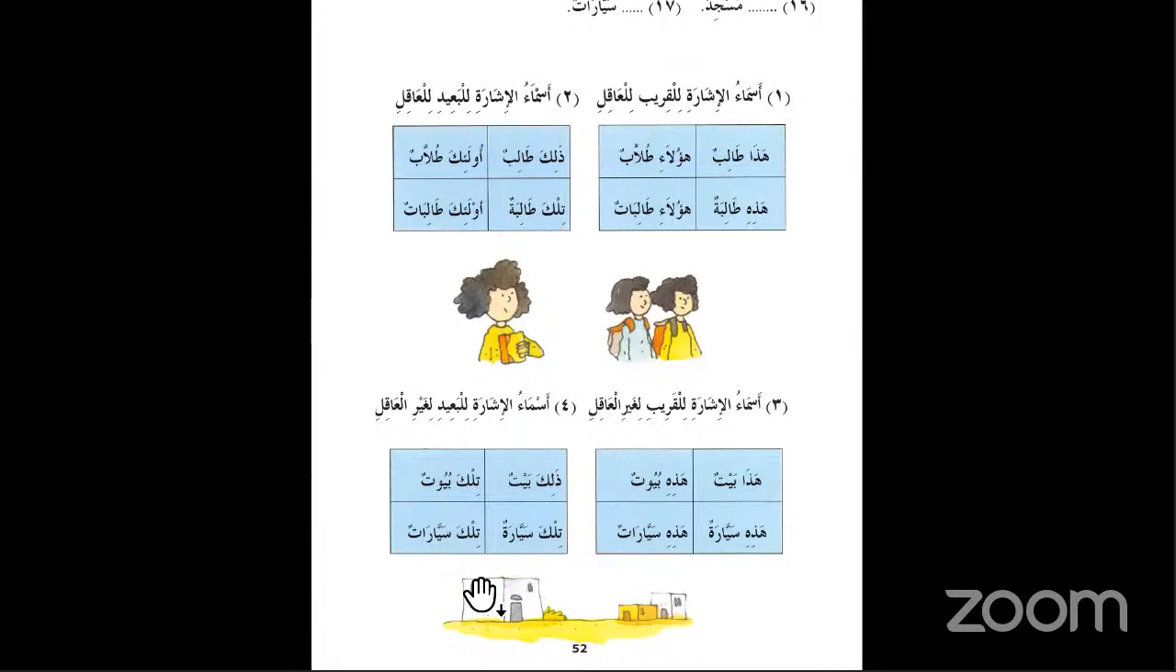Next box. ذلك بيت, that is a house. تلك بيوت, those are houses. هذه سيارة, this is a car. هذه سيارات, these are cars. Correct. تلك سيارة, that is a car. تلك سيارات, those are cars.